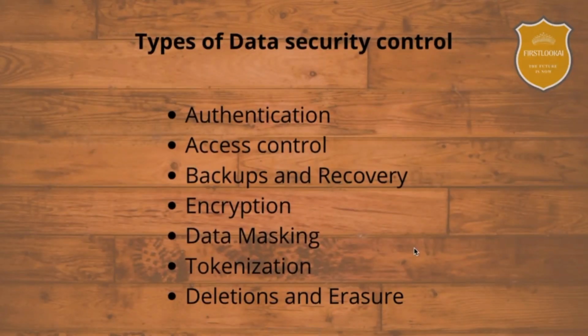Types of data security control. What are the types of data security control? First one is authentication, second one is access control, next backups and recovery, fourth one is encryption, and fifth one is data masking and tokenization. Final one is deletion and erasure.